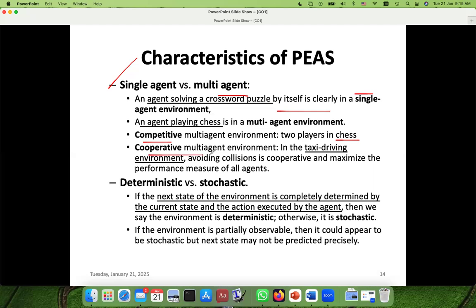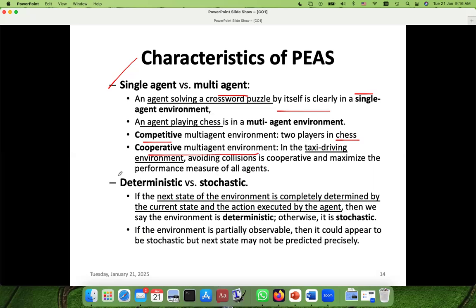And a cooperative multi-agent environment is what? Taxi driving or driving on the road is cooperative. There are many vehicles, multi-agents, and your taxi has to drive and also cooperate with the others. If somebody wants to go ahead, you have to give them the way. You have to cooperate with those agents or humans or whatever. So that is a cooperative multi-agent environment.